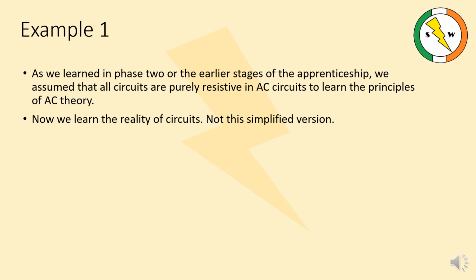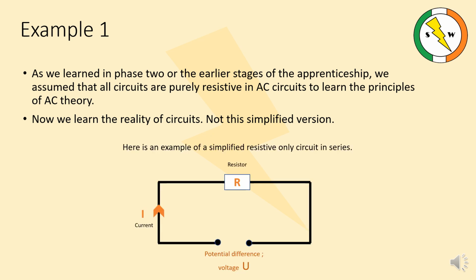We also assume that domestic residences are purely resistive, as there would have been very little inductive or capacitive loads in the past. This is changing, however we still assume this to be the case. Here is an example of a simplified resistive-only circuit in series.